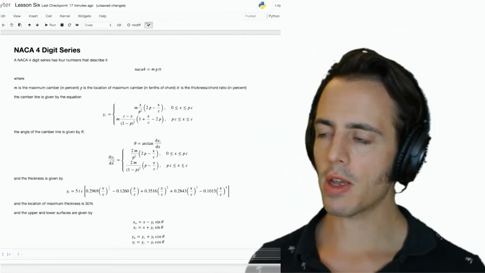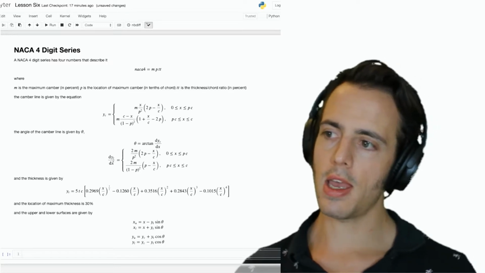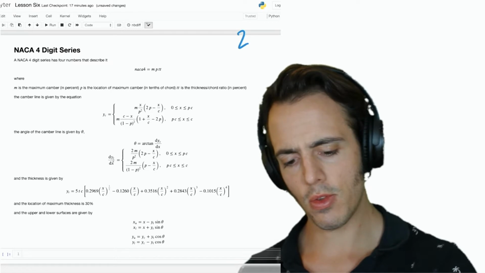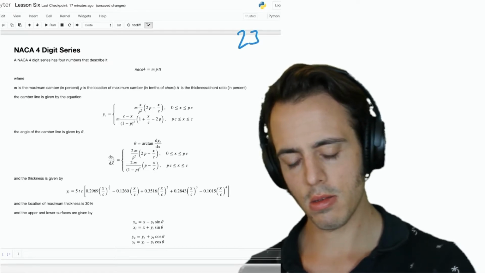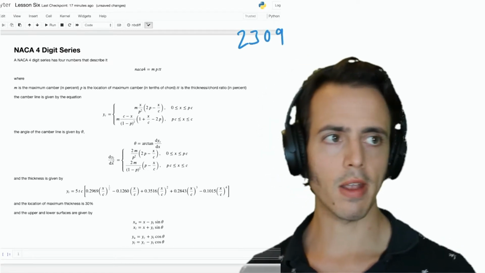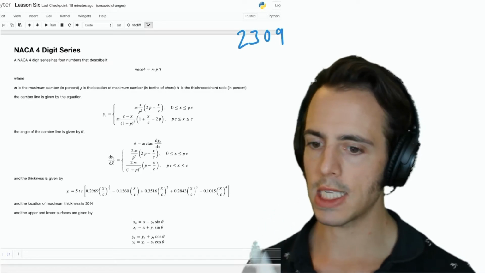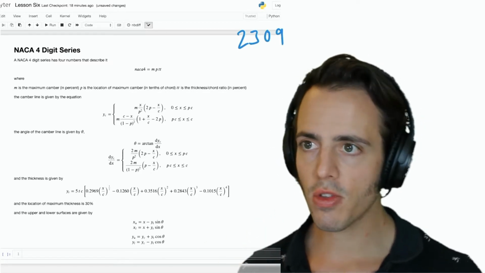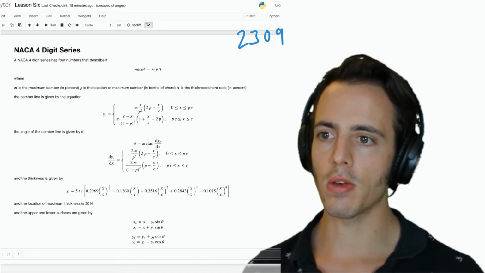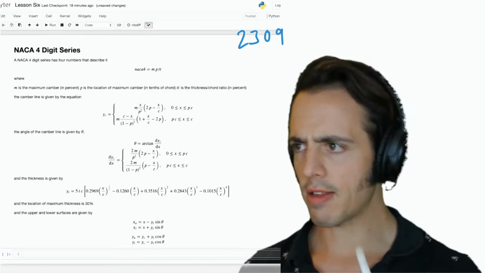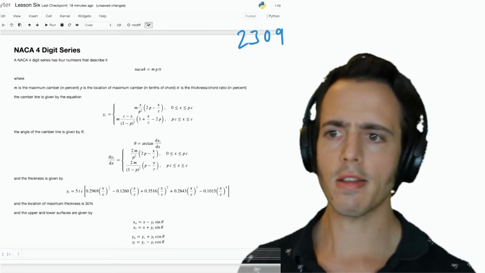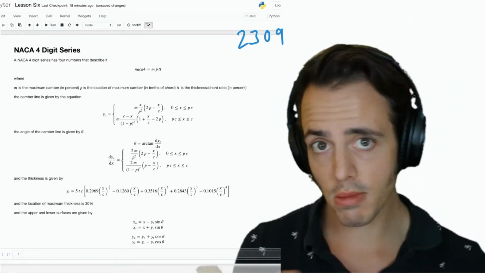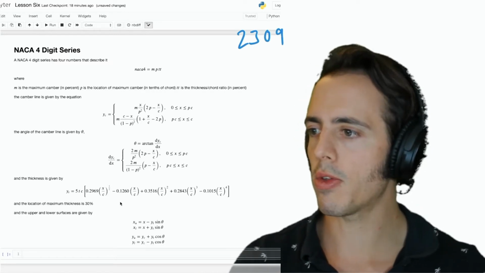So let's do this. I think we should take an aerofoil, let's say 2309. We're going to take a 2309 aerofoil and we're going to see if we can plot it. We're going to do that through developing some functions. That's going to help us, and in fact, let's do this all as a function. Let's produce a function called NACA 4 that accepts a number and then plots it. So we're going to do this all from scratch.